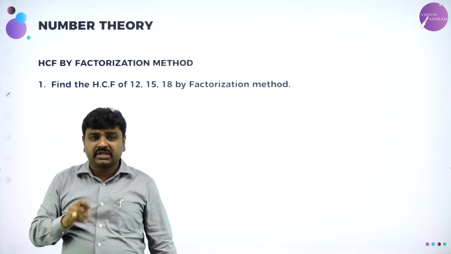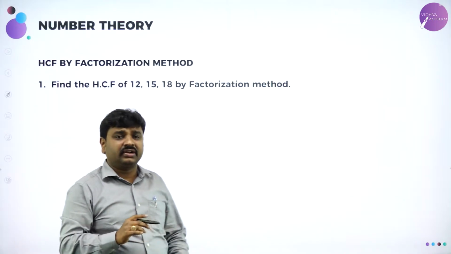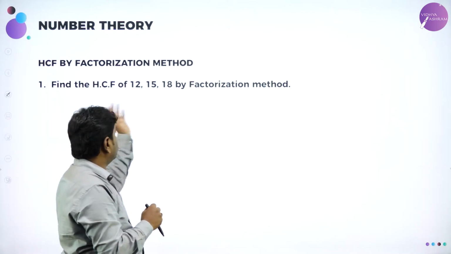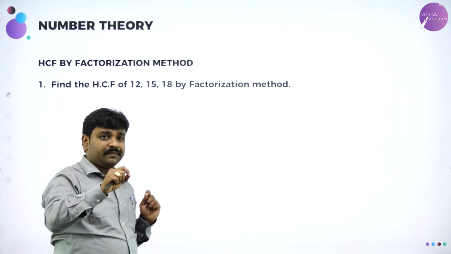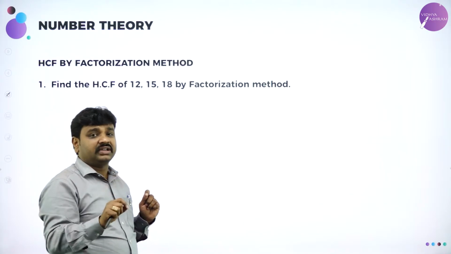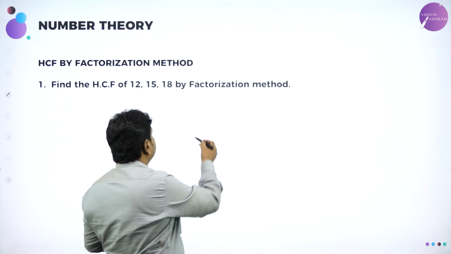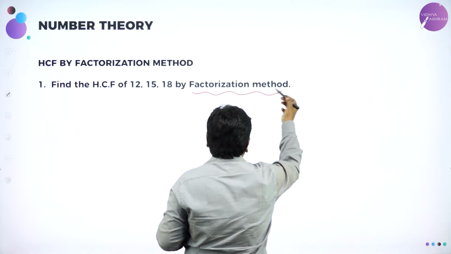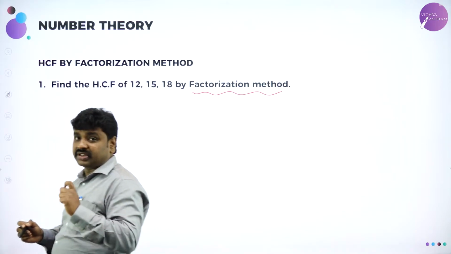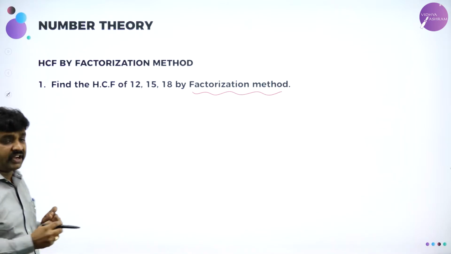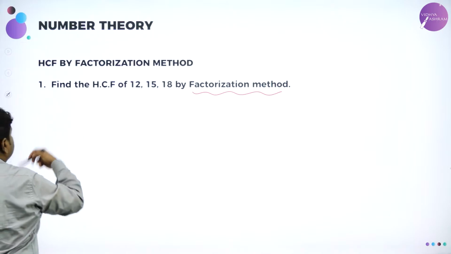How to find? See, I told you what is meant by highest common factor. We have to find a number which divides all the given numbers as well. It should be the highest factor that can divide the three numbers. In order to do that, we have two methods. One is factorization method. What is the first method? Factorization method. Now, I'll teach you how to find HCF by factorization method.